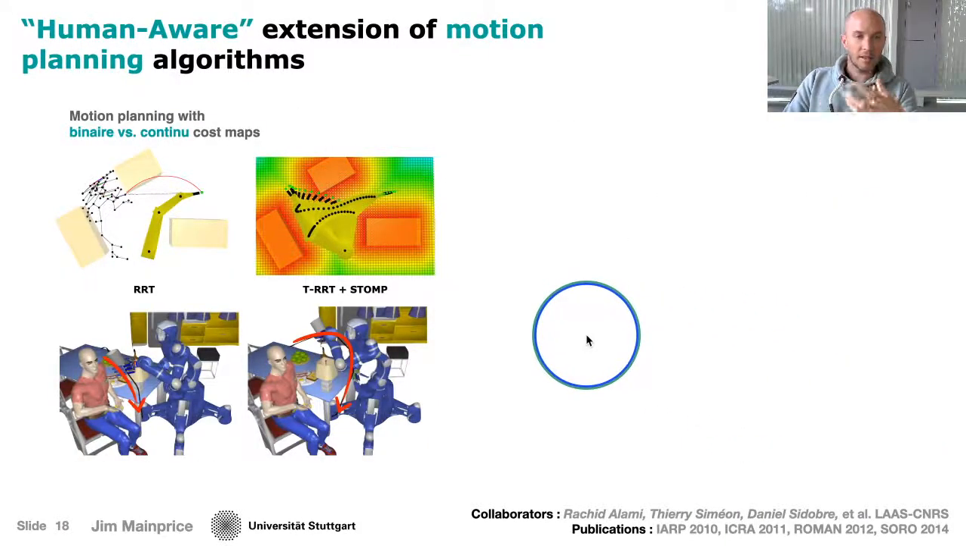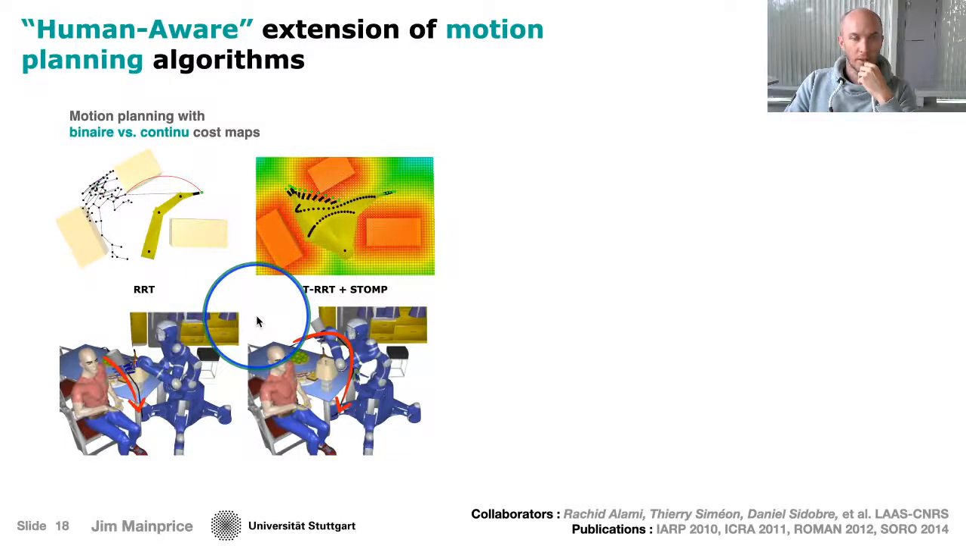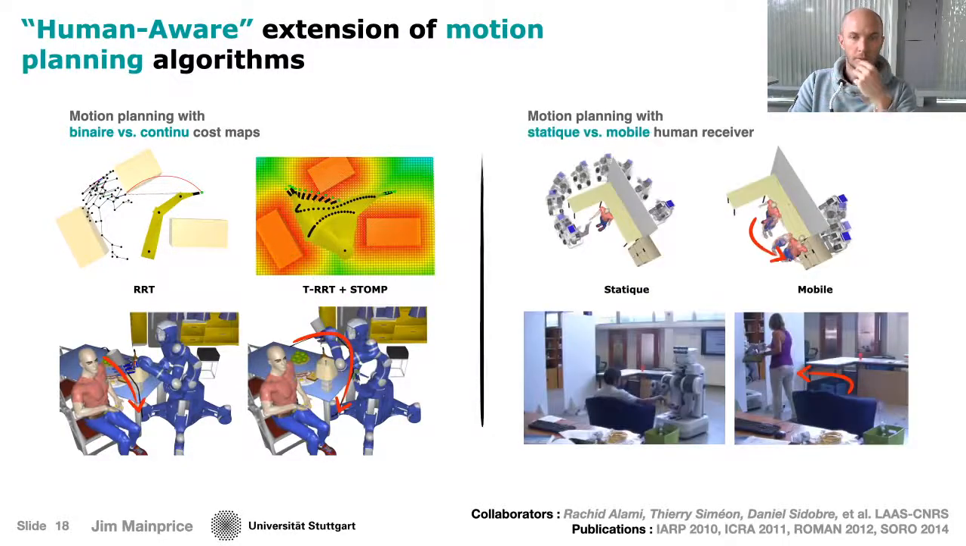The idea of extending these algorithms to human-aware algorithms is to move away from simply finding a path, which often results in high proximity with the environment, to reasoning about cost landscapes. Here we have defined a cost landscape around the human, and we use a combination of transition-based RRTs and a stochastic trajectory optimizer for motion planning to produce the movement.